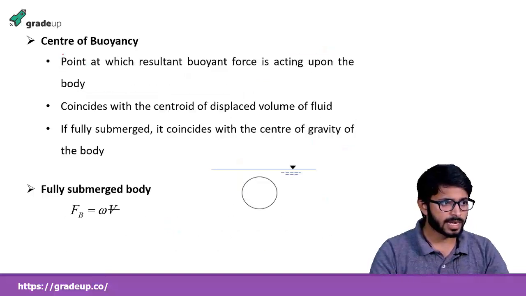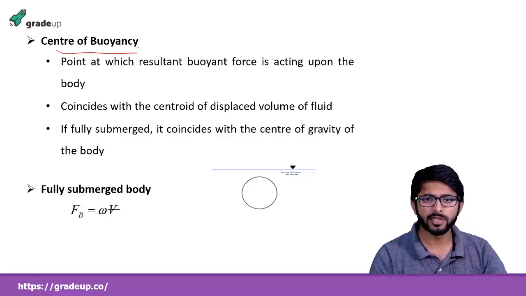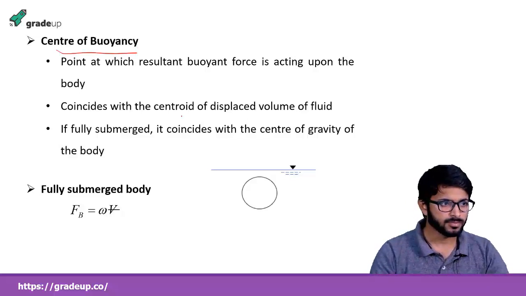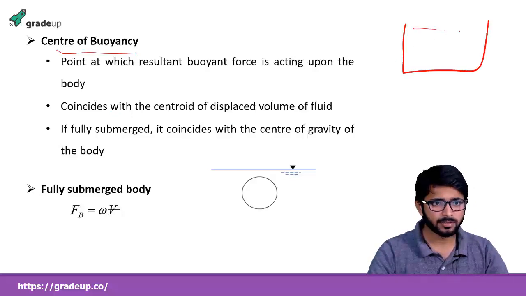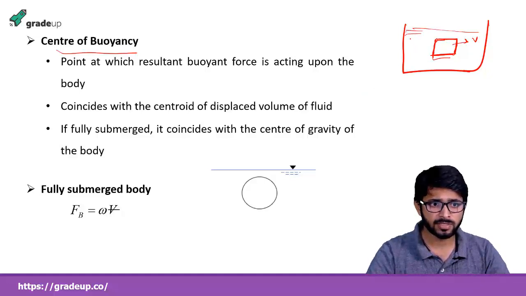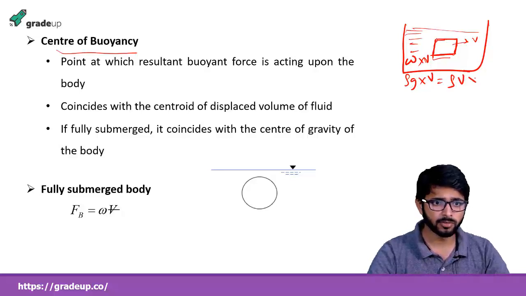Now moving on, the center of buoyancy is the point on a body where the resultant buoyancy force is acting. Suppose a tank is there, and a body is submerged. We are talking about a submerged body. The volume displaced by this body, say it has a volume V, so the same amount of volume of fluid is displaced by this body. Say this liquid has a specific weight omega. If we multiply omega into volume, omega is nothing but rho g, so rho into V into g. It is nothing but the weight of the fluid displaced, because we are talking about the volume.